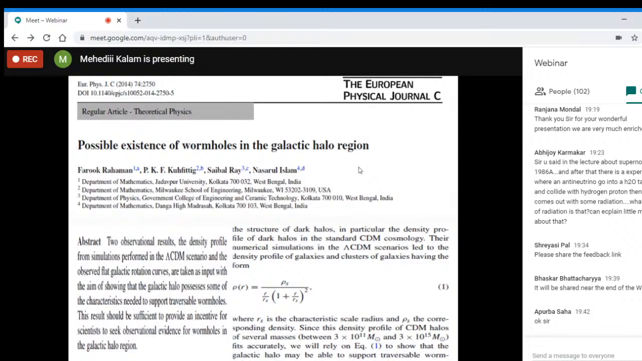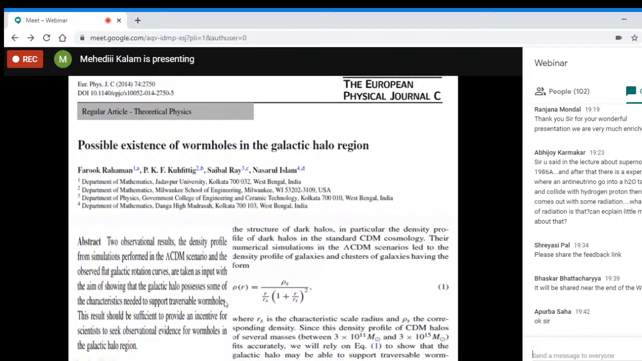So in 2014, Farook Rahaman, Peter Kuhfittig, and Shoibal Roy gave a wormhole model by taking the dark matter density of NFW, N for Navarro, Frenk, White. Three scientists actually gave that dark matter density model, which is shown in equation number 1.